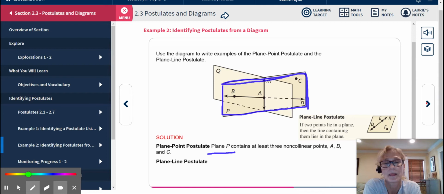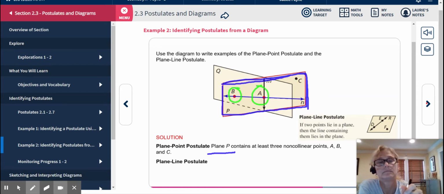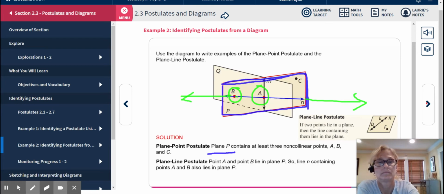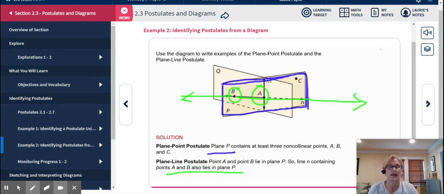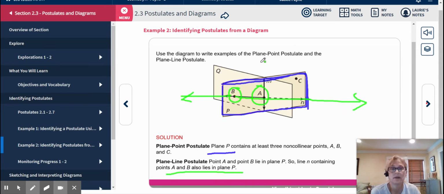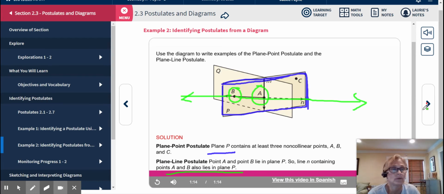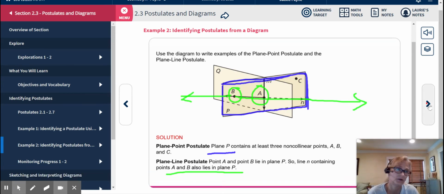From the diagram, you can see that points A and B lie in plane P, and line N containing the points A and B also lies in plane P. So an example of the plane line postulate is point A and point B lie in plane P, so line N containing points A and B also lies in plane P. For some of you, it's hard to see, but visually, you can try to put your head around it.